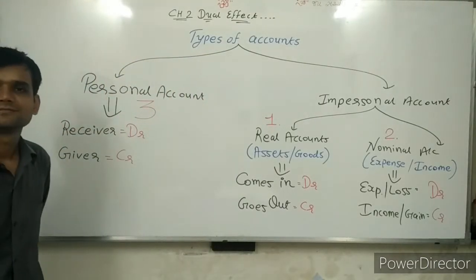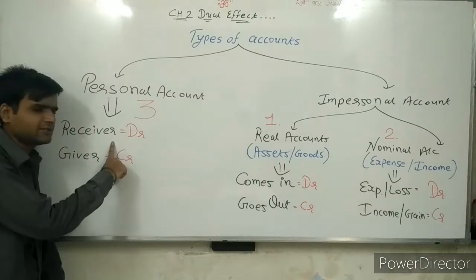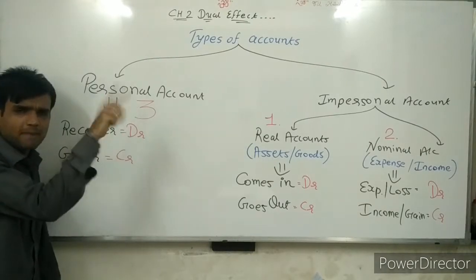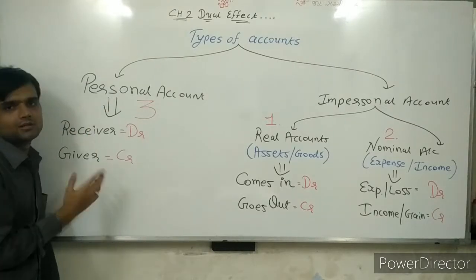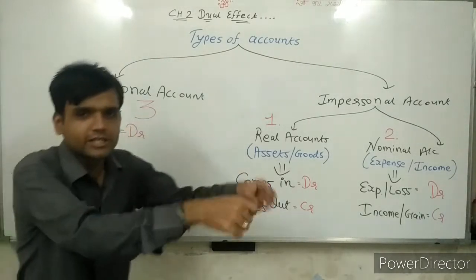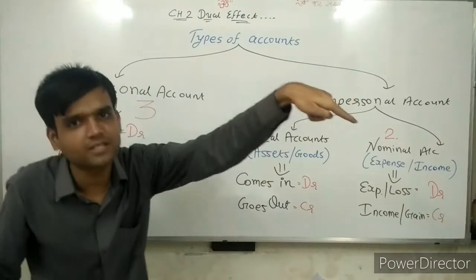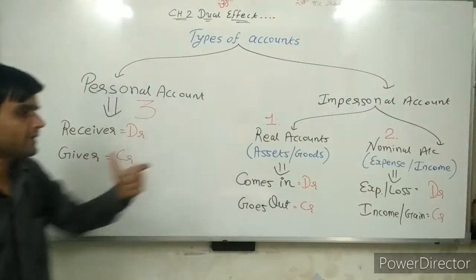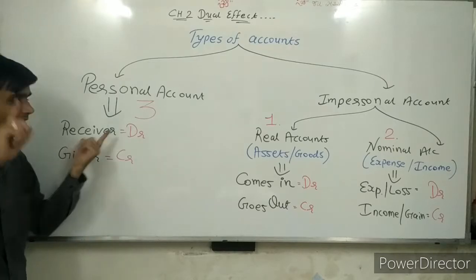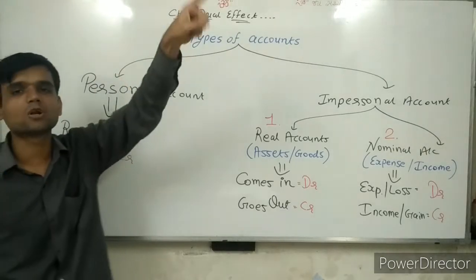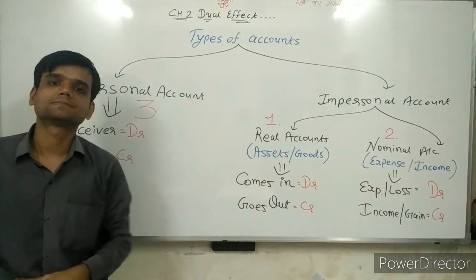Now apply the personal account rule. Receiver, Bank of Baroda: receiver or giver? So simple. I am depositing. It means Bank of Baroda is receiving. Receiving means receiver. Yes, receiver account debit. So Bank of Baroda account debit.